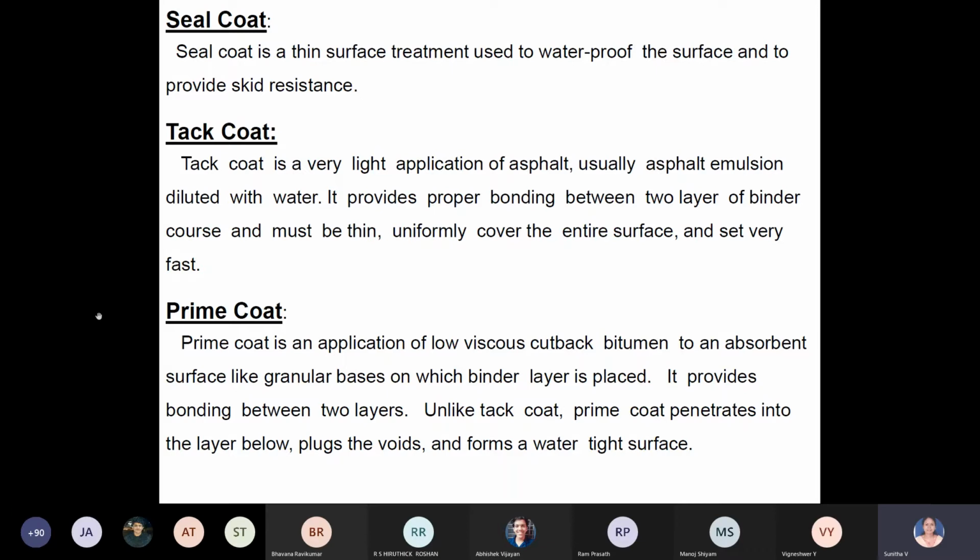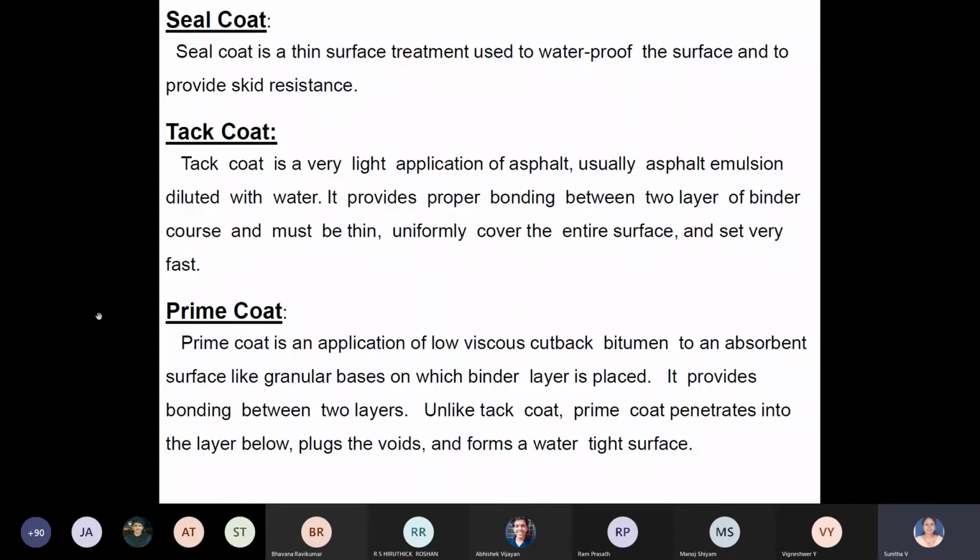Then prime coat, this is an application of low viscous cutback bitumen. Again, cutback bitumen: if you mix bitumen with solvents like kerosene or naphthalene, you get cutback bitumen. Different varieties of cutback bitumen are there, depending on what solvents you use. So prime coat is an application of low viscous cutback bitumen to an absorbent surface. An absorbent surface is a granular base course, because these are granular materials with a lot of voids. So whenever you pour the bitumen, it will just absorb it.